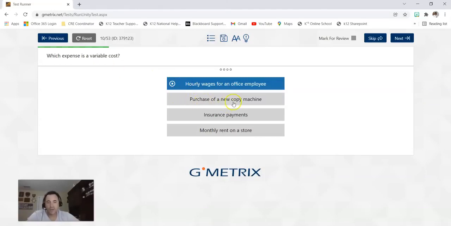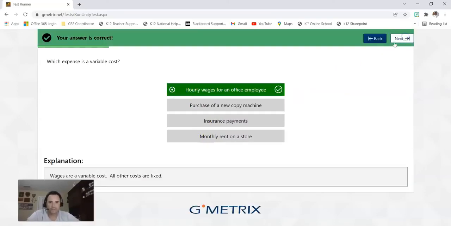The purchase of a new copying machine, that's a one-time cost. Insurance payments, insurance is a fixed cost. It's usually the same every month, and so is rent. So we only have one logical answer, and that is hourly wages, because that can vary based on how many hours you work.